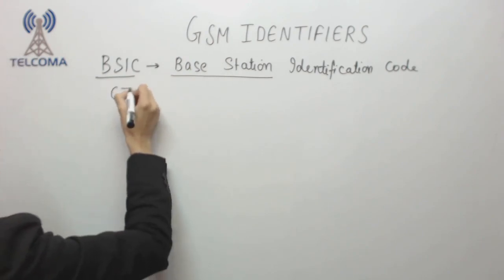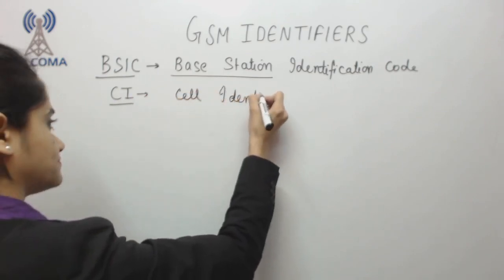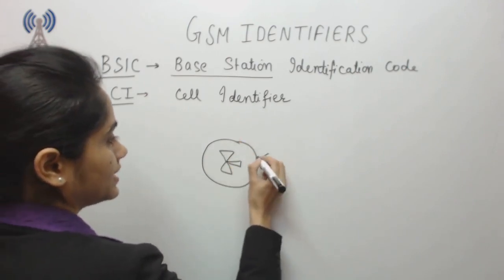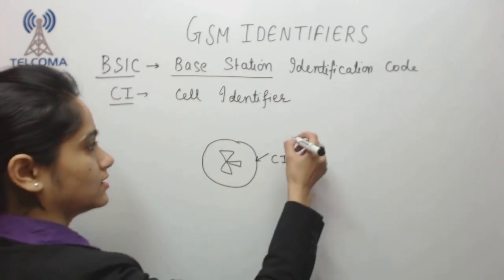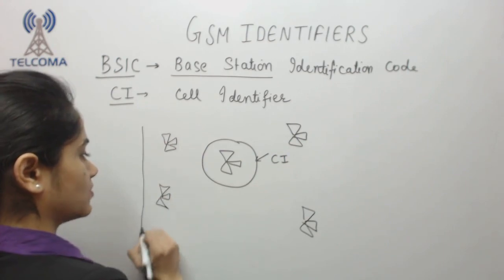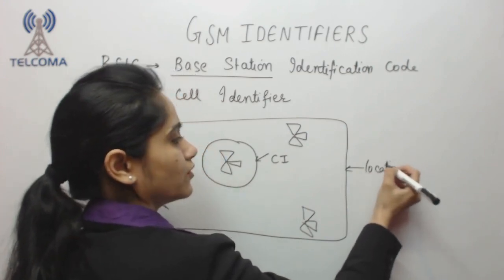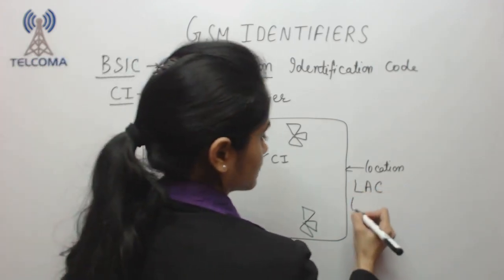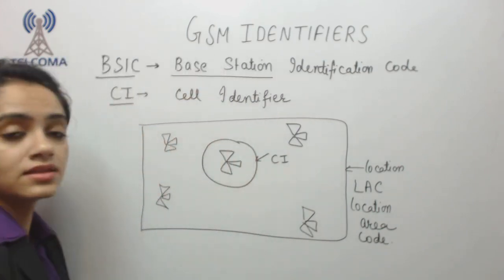Next we have CI. Now this is an identifier which is used to identify a cell. We call it cell identifier. For example, if we have a cell, now in a complete area we need to identify this. So for a cell we have cell identifier. Now we have a number of cells in any location. So for a particular location, we require a code. So we have LAC, which stands for location area code, which is used to identify the location.